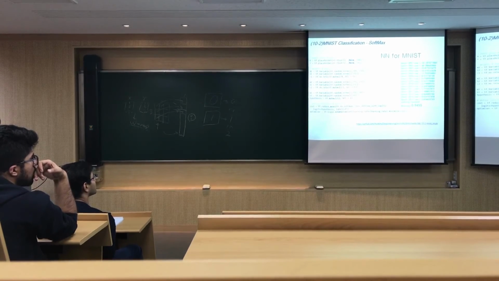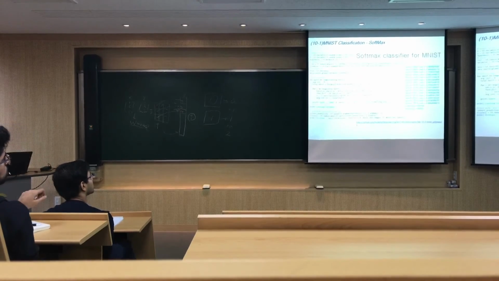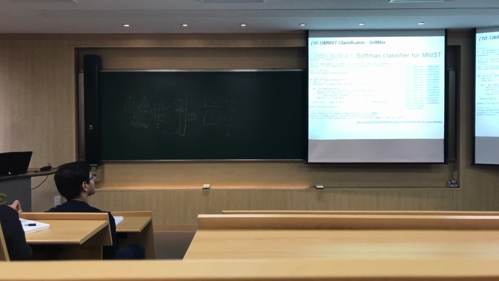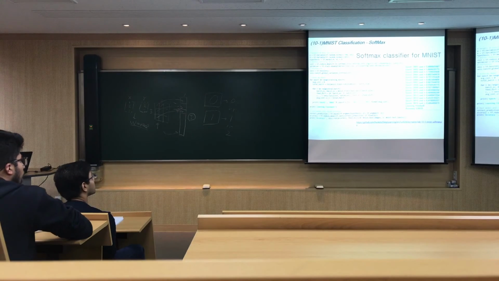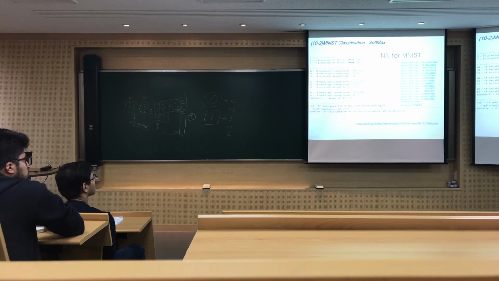By comparing 10-1 and 10-2, you can see that accuracy increases 4%, from 90.35 to 94.55. So using a neural network is better.